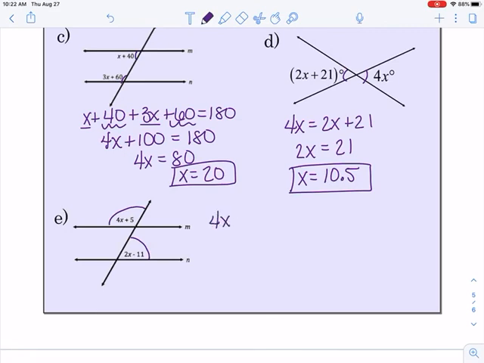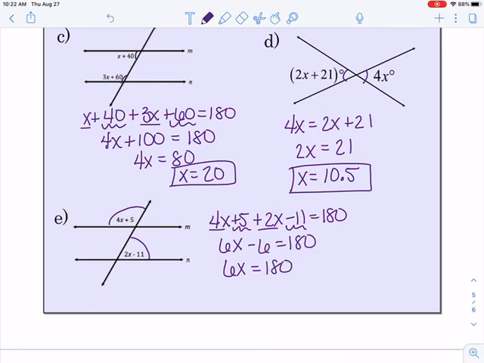So I'll set 4x plus 5 plus 2x minus 11 equal to 180. Again, same side of the equal sign. We're just doing what the problem tells us to do. 4x plus 2x is 6x. Positive 5 minus 11 is going to be a negative 6. So I'll have 6x minus 6 equals 180. I'll add 6 to both sides. So I'm going to have 6x equals 180 and divide both sides by 6. And x should give me an answer of 31.